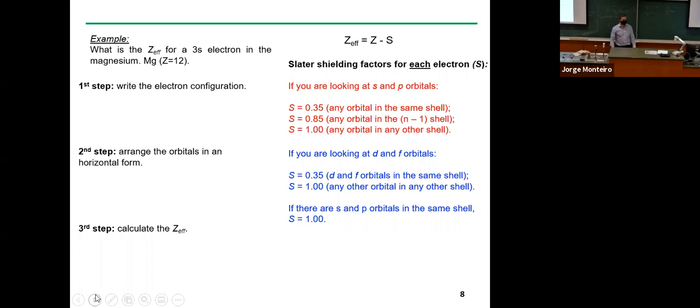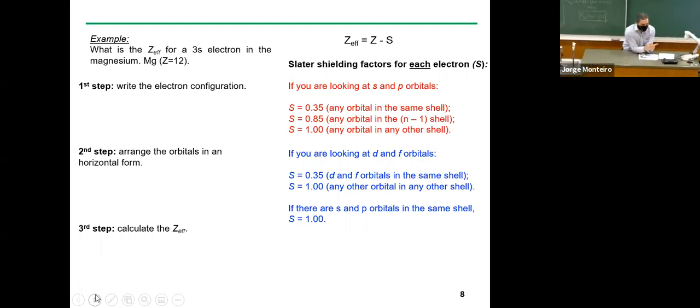Right? Yes. So are we talking about all the electrons in that 3s2 orbital or just one? That's a very good question. Always one. Okay, always one.